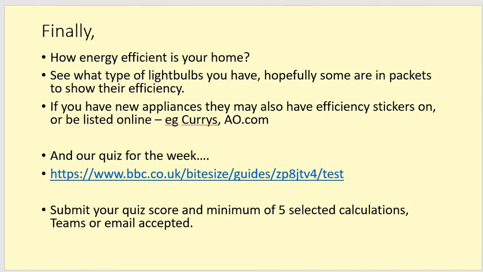If you've got some new appliances in your house, they may have stickers on them. Or you can have a look at your appliance, find out what type it is, look on Currys or AO.com to see how efficient they are. See what is good in your house, see what could be changed, perhaps have a conversation with your parents. Although efficient appliances are more expensive and replacing appliances is expensive, they will save you money in running costs.